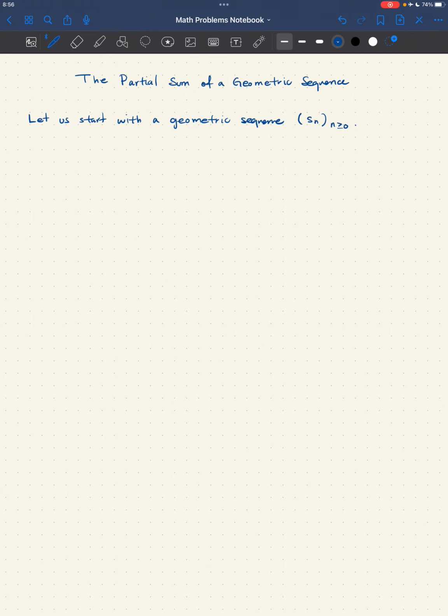Hello, this time I want to discuss the partial sum of a geometric sequence. To start with this, we have a geometric sequence just described in this way, but I want to remind you that geometric sequences follow a special recursive relation, the one that is given in this fashion.